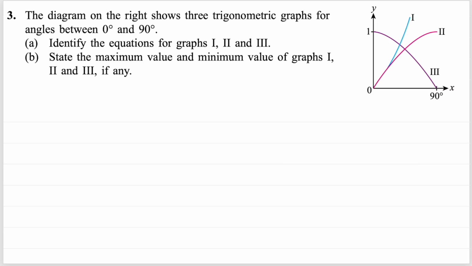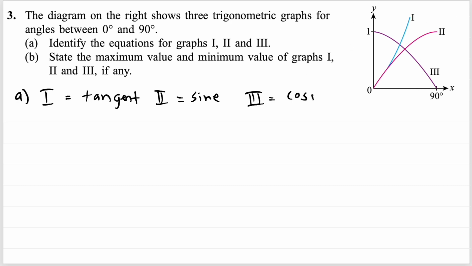The diagram on the right shows the three trigonometric graphs for angles between 0 and 90. Identify the graphs for 1, 2, 3. For graph 1 here, it goes up, so we know it is a tangent graph. For number 2, it starts at 0 going up, so we know it is a sine graph. And for graph number 3, it starts from 1 and goes down, so you know it's a cosine graph.